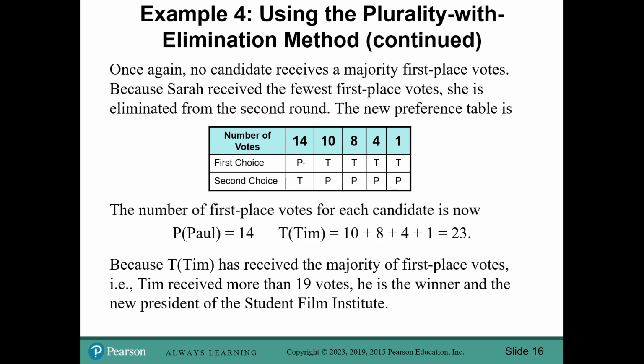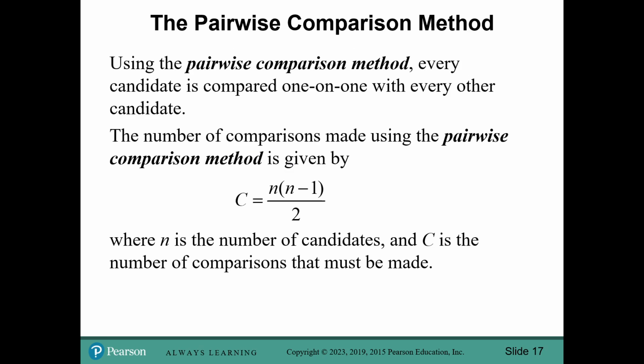So now, Paul still only has 14 votes. But Tim now has 10 plus 8 plus 4 plus 1. So Tim now has 23 first place votes. And because 23 is bigger than 19, he has won the majority of the first place votes in this elimination method, plurality with elimination method. So Tim is now the winner. So Paul won it the first way, Rita won it the second way, Tim won it the third way. Of course, there's going to be a fourth way, right?